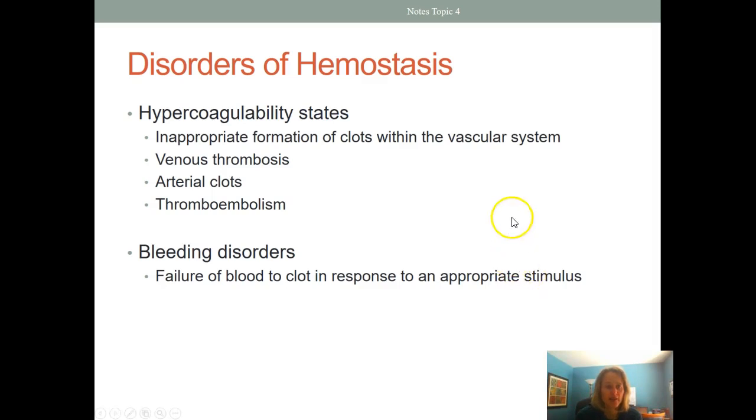So now let's talk about disorders of hemostasis. There are two ends of the spectrum: hypercoagulability states, in which we have inappropriate clot formation, including venous thromboses, clots within the venous system, arterial clots, clots within the arterial blood vessels, and thromboembolism, a clot that's formed and then breaks loose and travels in the circulation. And then on the other end of the spectrum is bleeding disorders, in which we don't clot appropriately in response to the stimulus and we bleed.